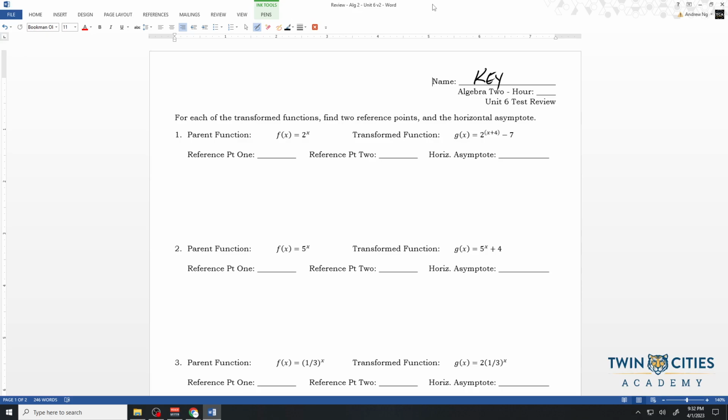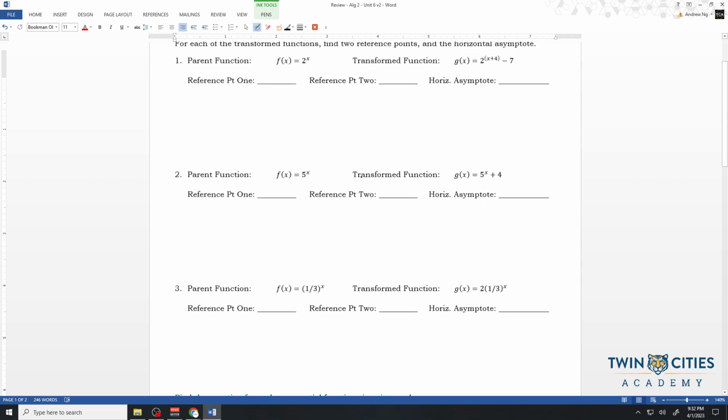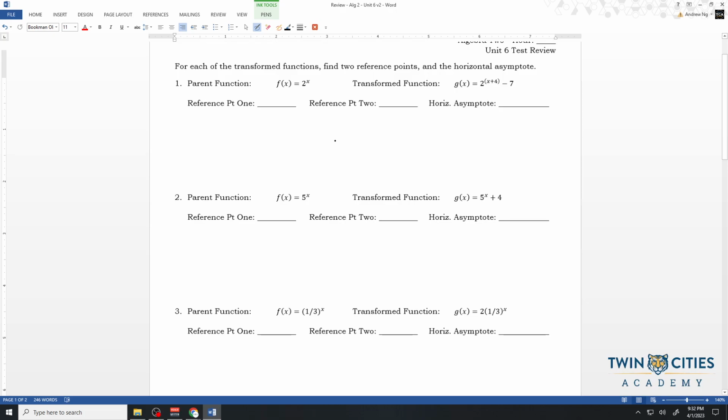Let's go over the Unit 6 test review for Algebra 2. There are 10 problems in total. For problems 1, 2, and 3, you'll be given a function, and you have to find the first reference point, the second reference point, and the horizontal asymptote for that exponential function.